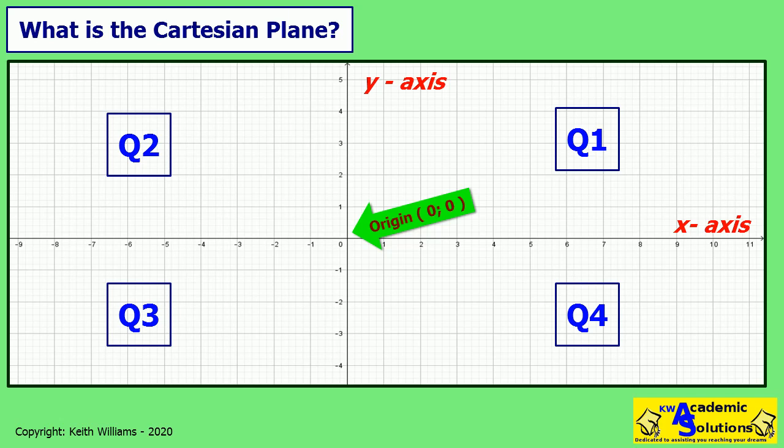The y-axis also has a positive side and a negative side. Similarly, the x-axis also has a positive side and a negative side. In short, this is what the Cartesian plane is.